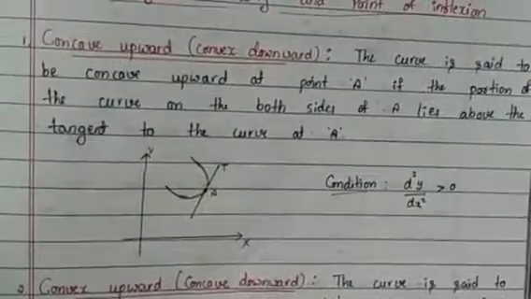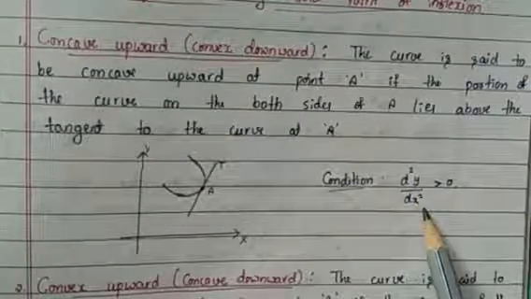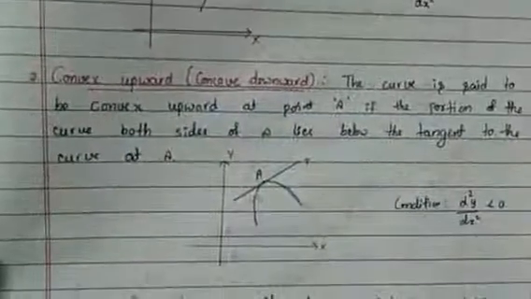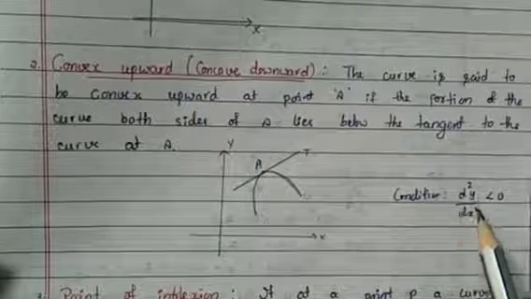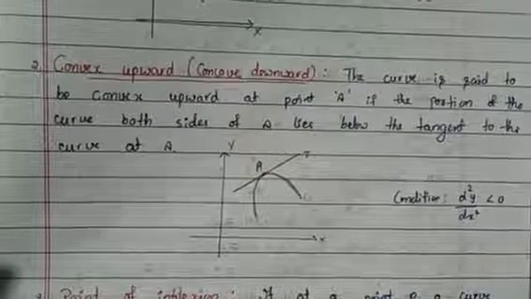If it is concave upward, the condition is d square y by dx square is greater than 0. If the curve is convex upward, the condition is d square y by dx square is less than 0.